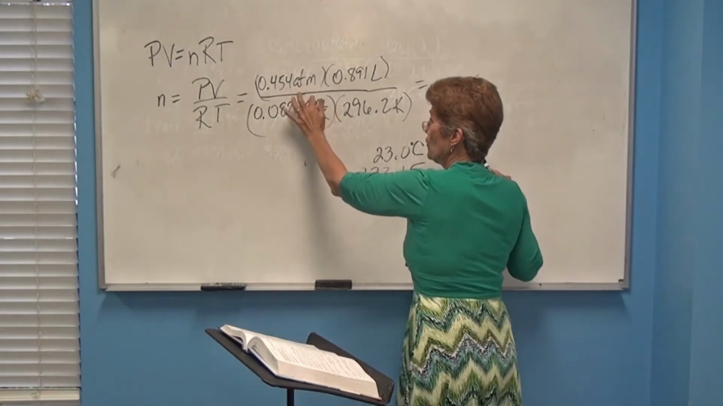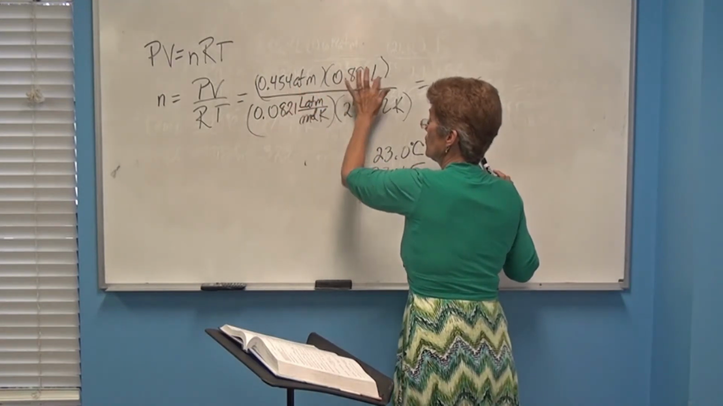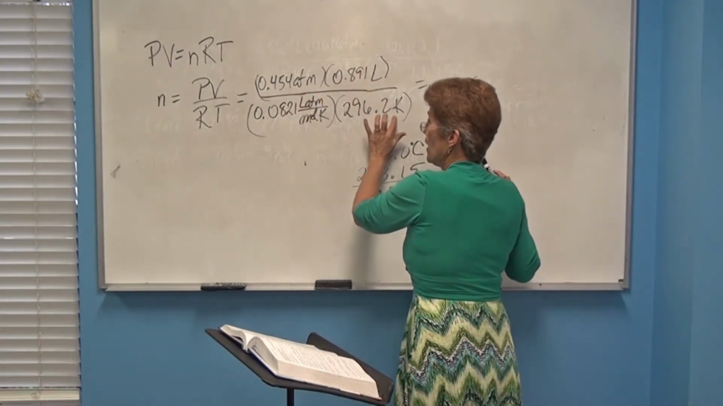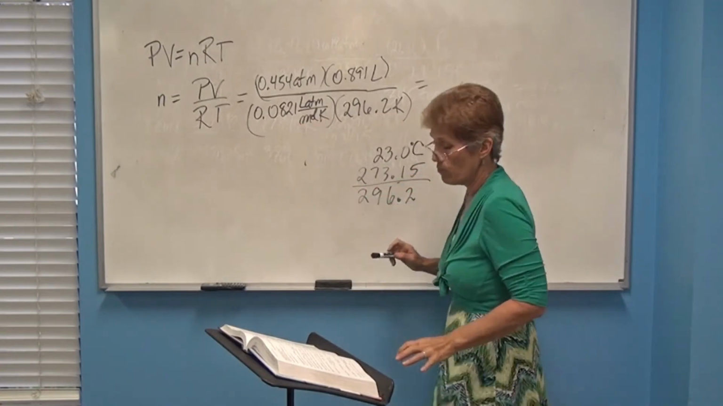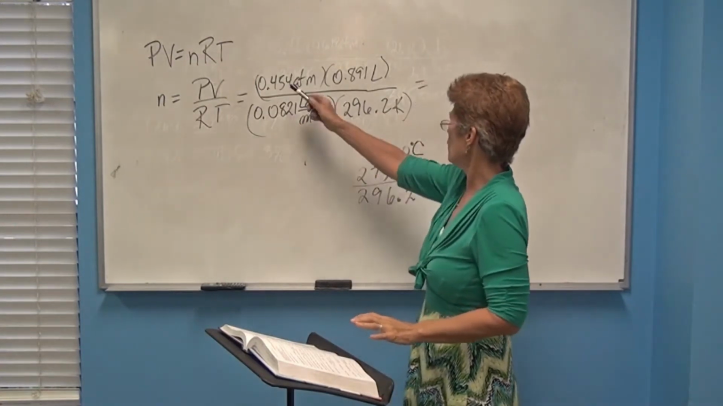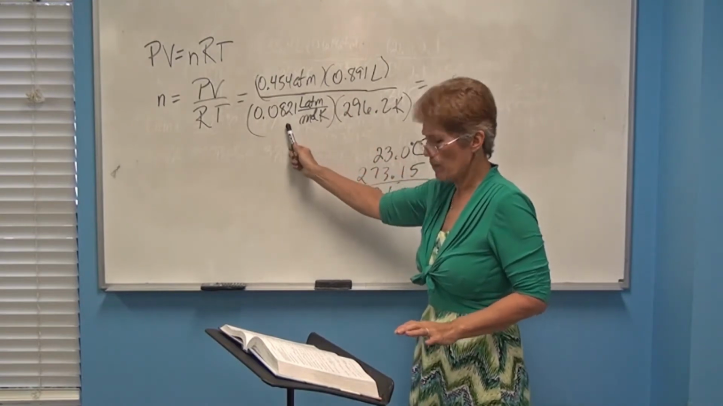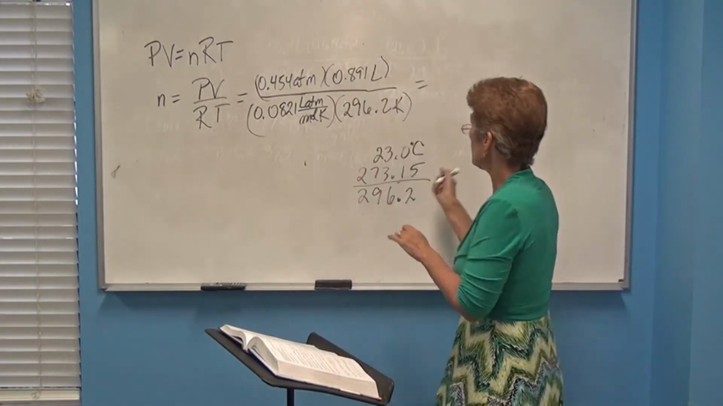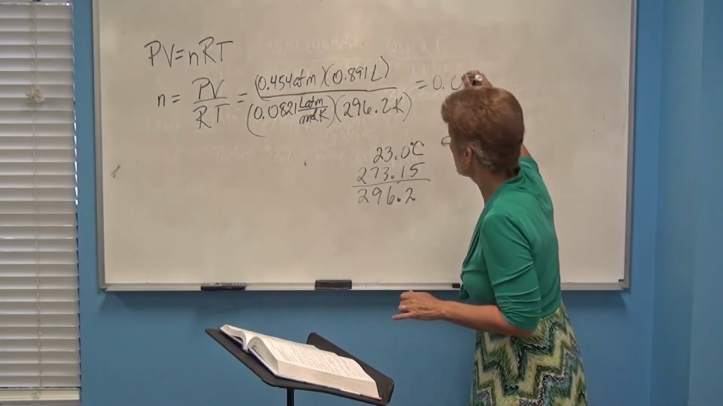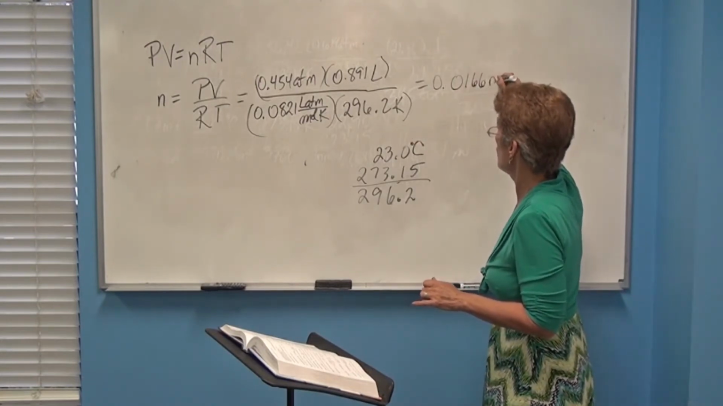The atmospheres should cancel, the liters should cancel, the Kelvin should cancel, and we'll be left with moles. We have 3 significant figures. That has 4, but most of them have 3. So our answer will be 0.0166 moles.